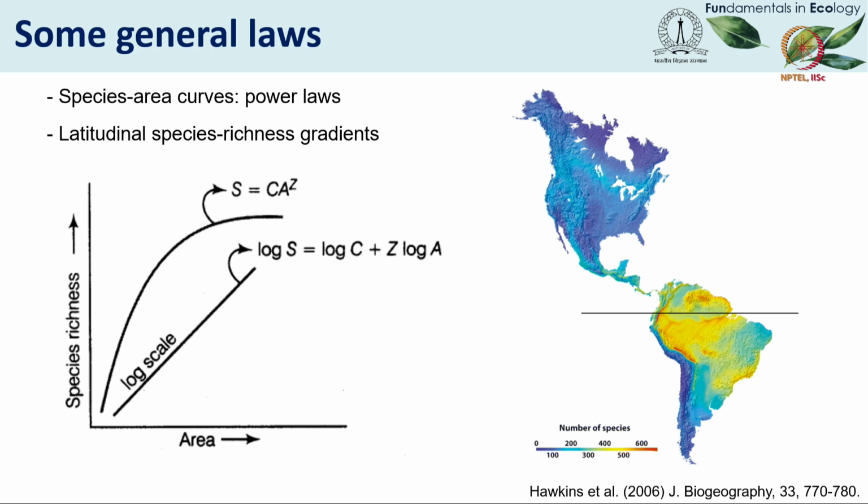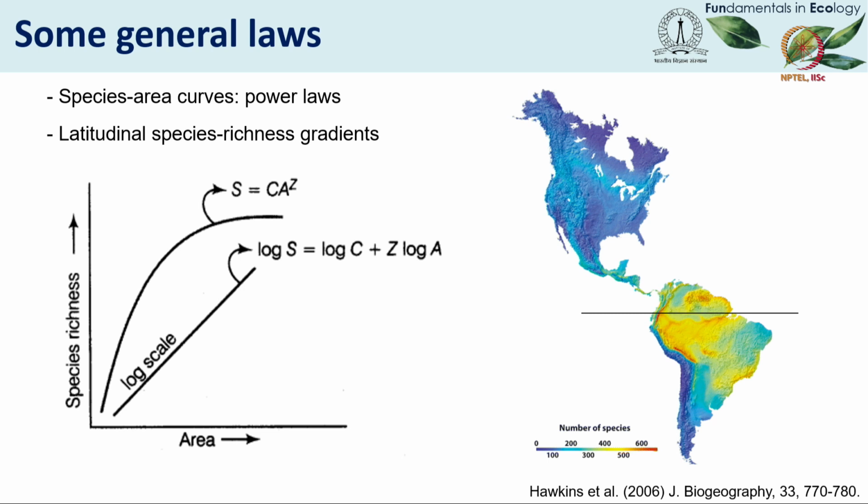And so that follows a power law function where as area increases, species richness also increases until it reaches an asymptote. And if you just convert that to the log scale, that then becomes a linear relationship where the log of species richness is related to the log of C, which is a constant, as well as the log of area A regulated by another constant Z.